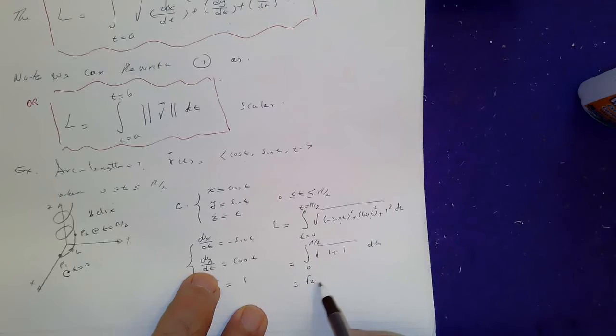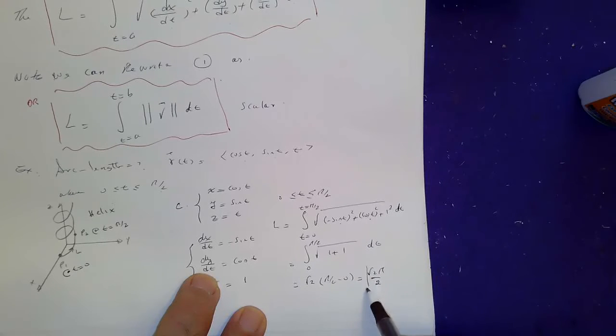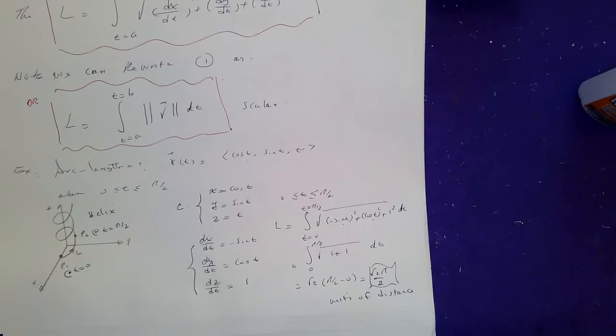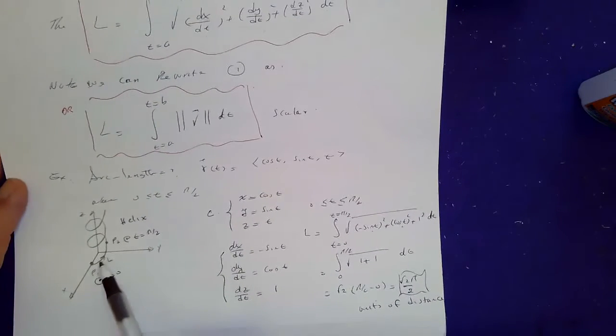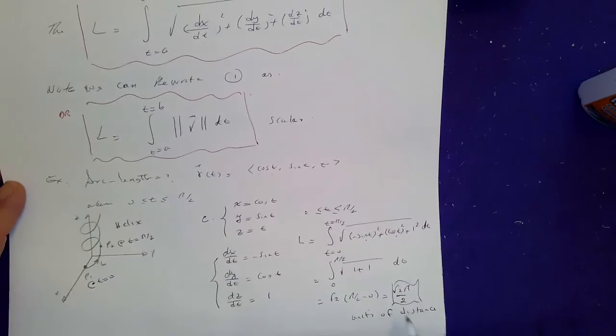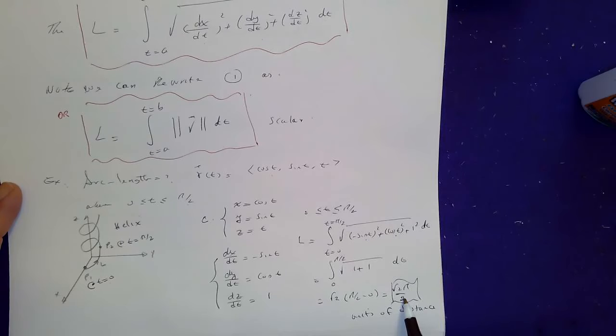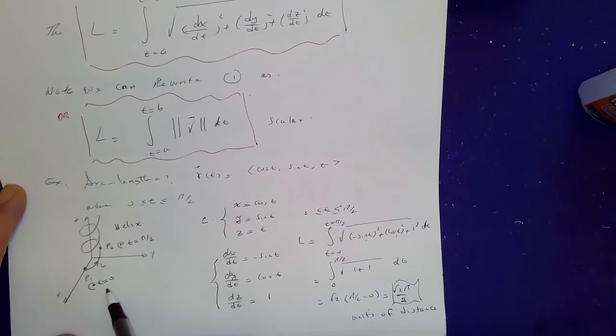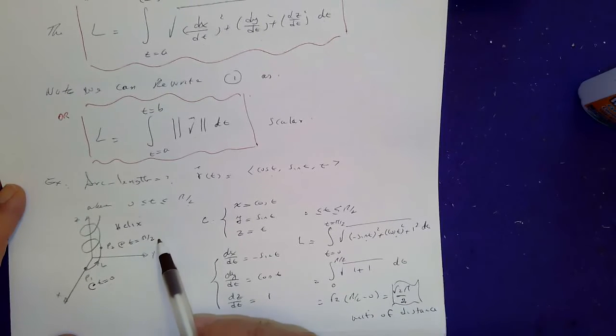So the answer is the square root of 2 times pi over 2 minus 0, which is the square root of 2 pi over 2, and this would be in units of distance. And notice it's a positive number because it represents the distance. So if the moving object travels from point P1 to P2, this is how much that object has traveled between the times 0 seconds and pi over 2 seconds.